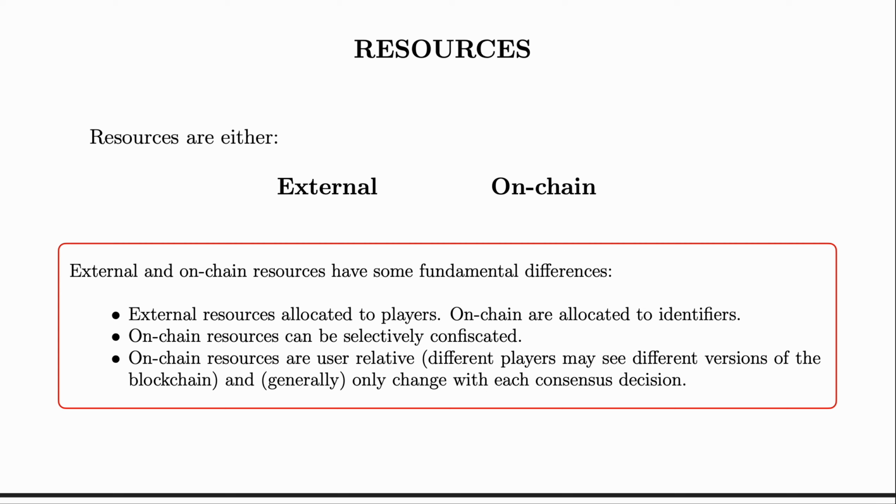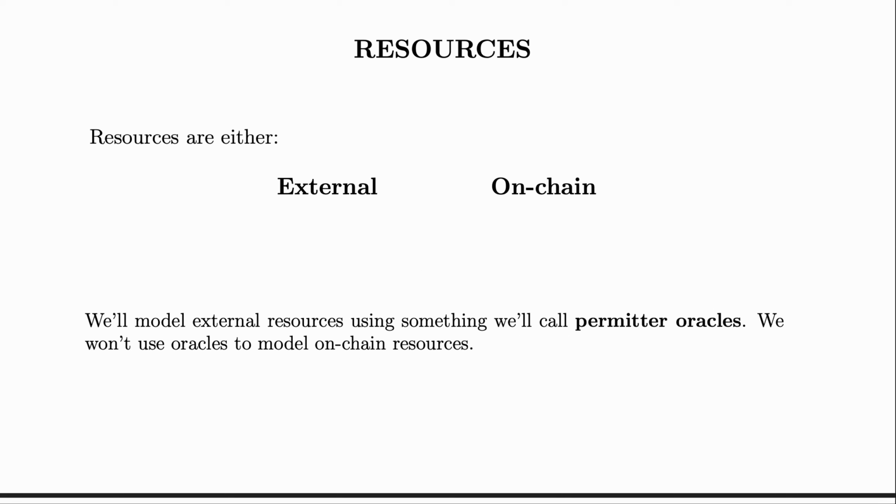Okay, so there are these fundamental differences between external and on-chain resources, and that means that they need to be modeled differently, so we'll model them differently. We'll focus on external resources first, and we're going to model external resources using something we'll call permitter oracles. But we won't use oracles to model on-chain resources. So what we'll do now is consider how we'll model external resources, and then we'll move on to consider how we model on-chain resources.